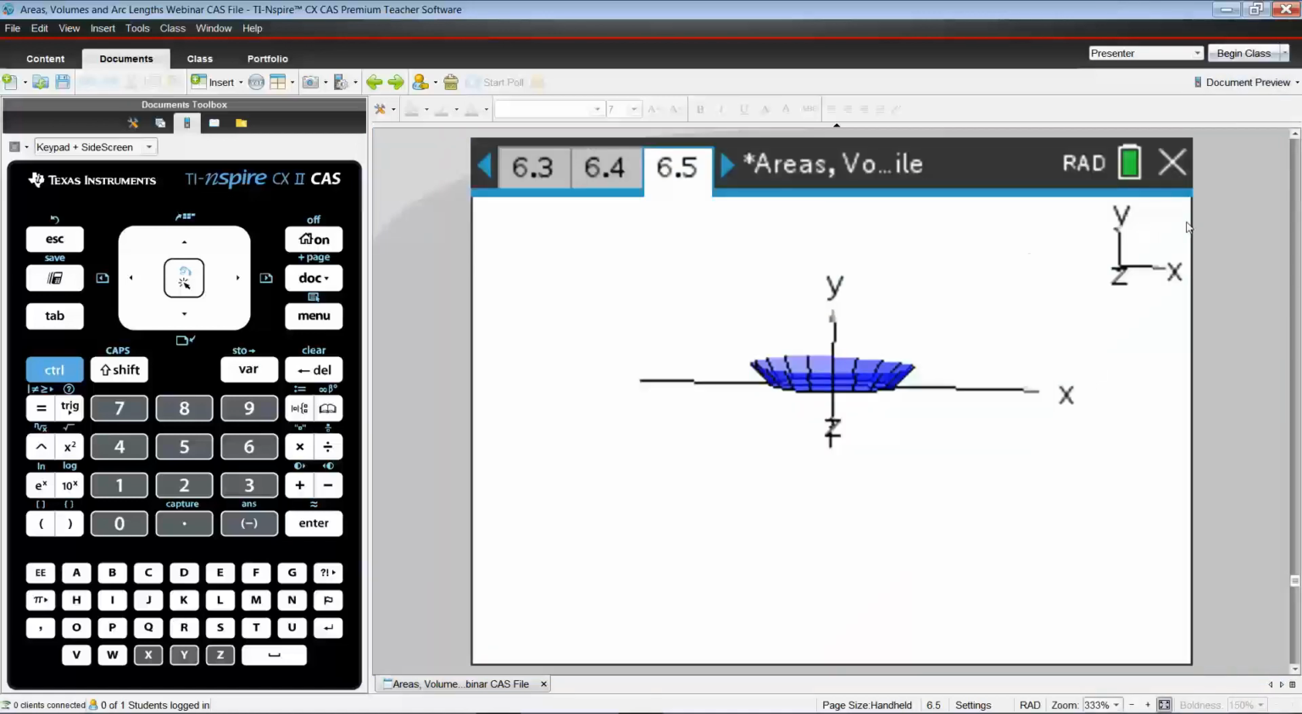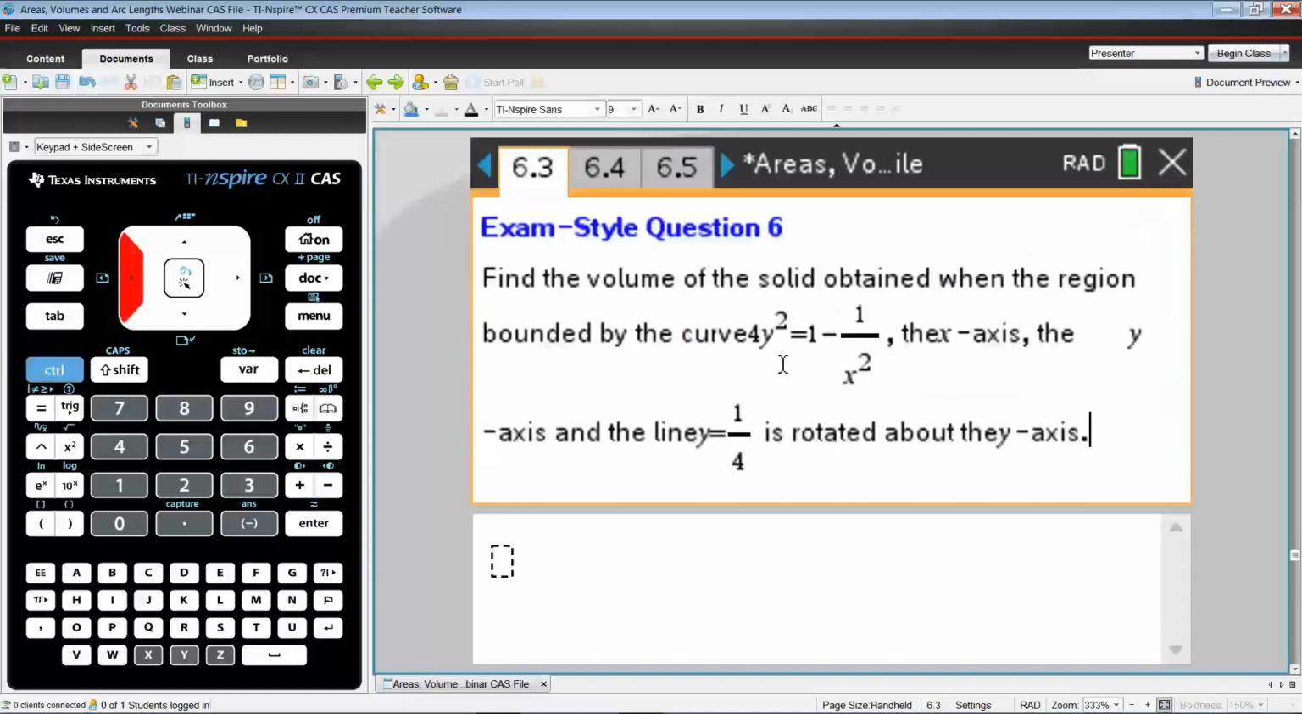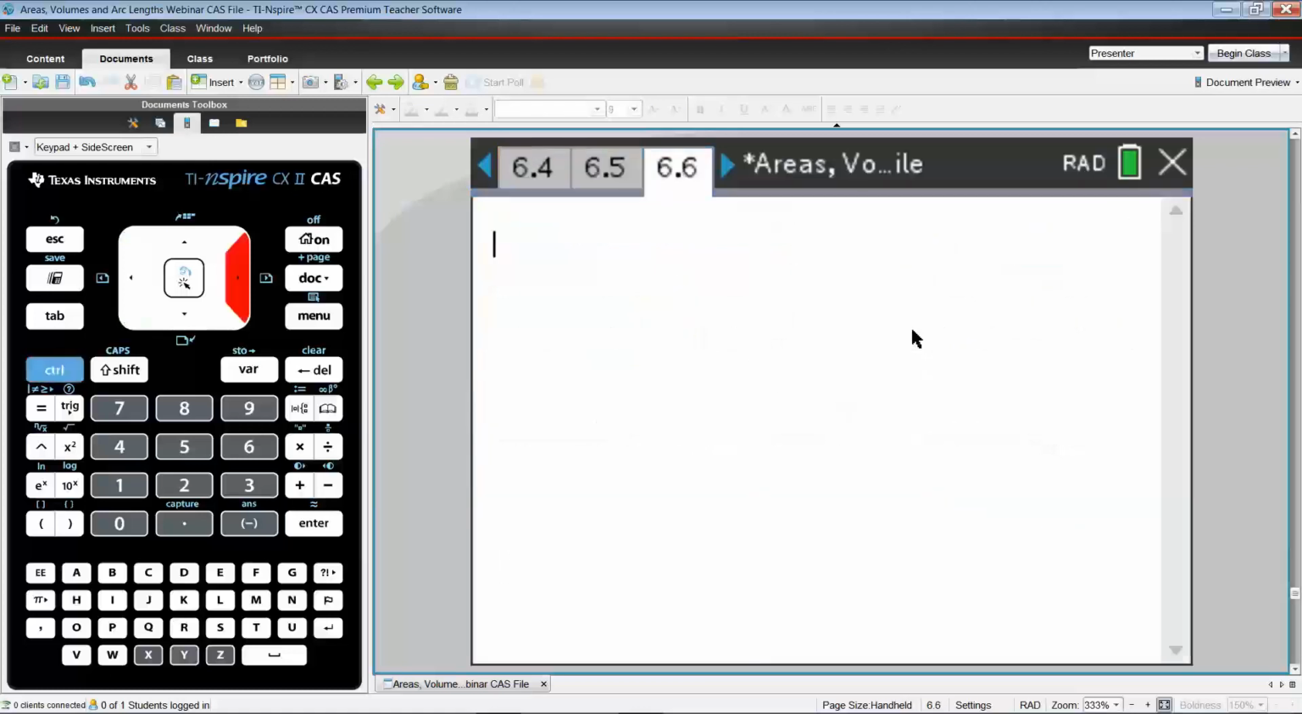Okay, let's head back to our calculator mode. What we might do is take this function, 4y squared equals 1 minus 1 on x squared, and solve that to get x squared by itself.